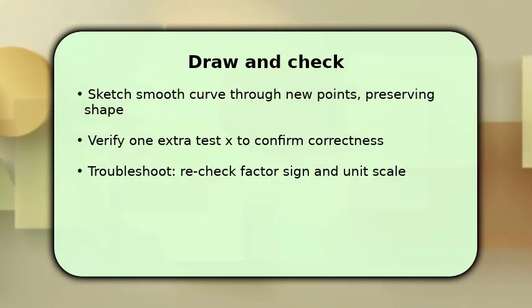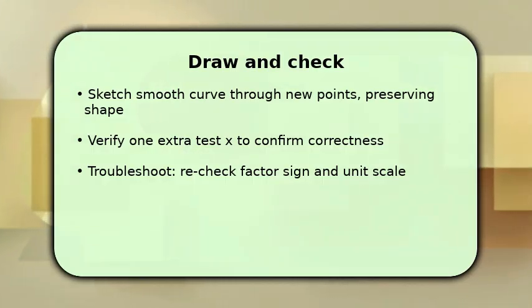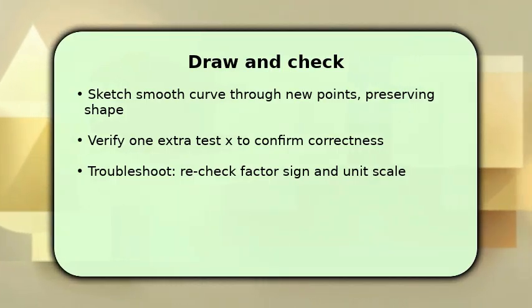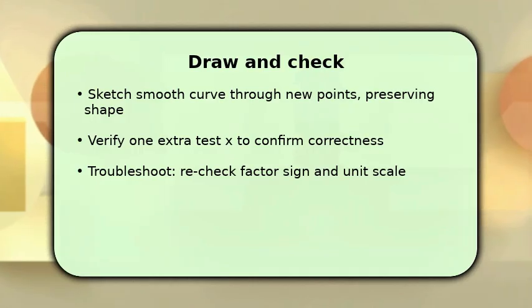Once done, pick one additional x value, compute its expected y new, and confirm the plotted point matches. This validates your work. If the result looks off, make sure you used the correct factor and did not confuse vertical with horizontal transforms, and confirm your grid units are consistent. Incorrect scale is the most common culprit.